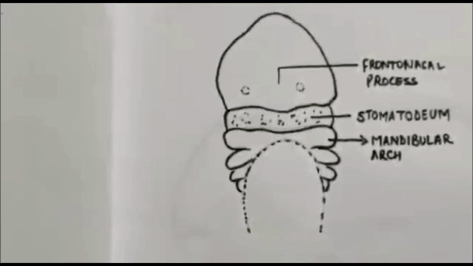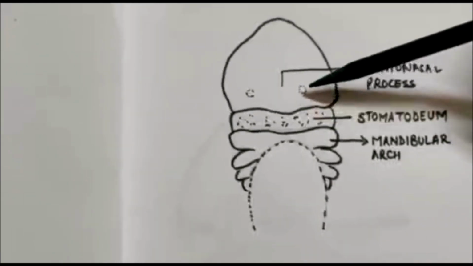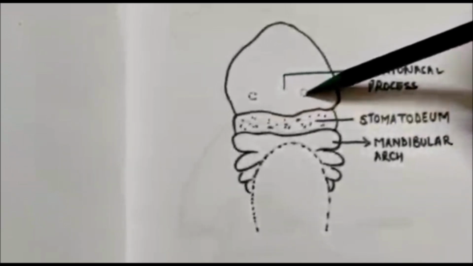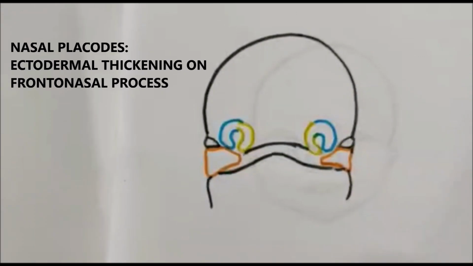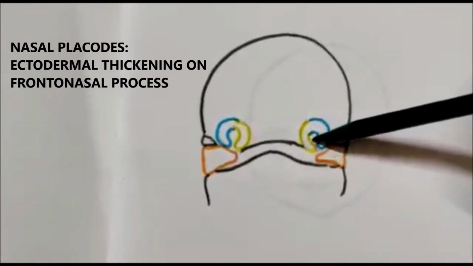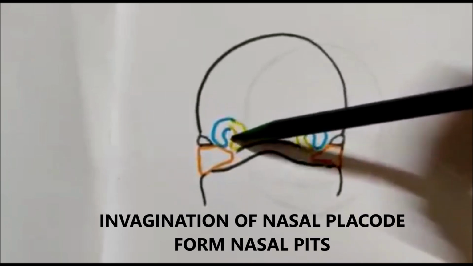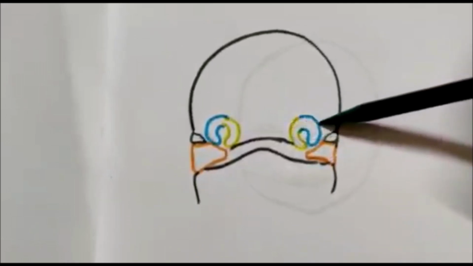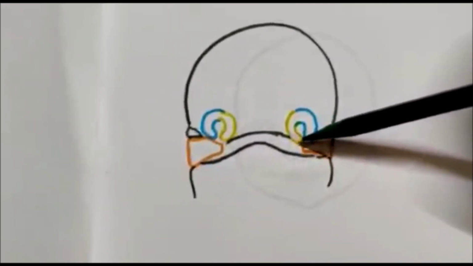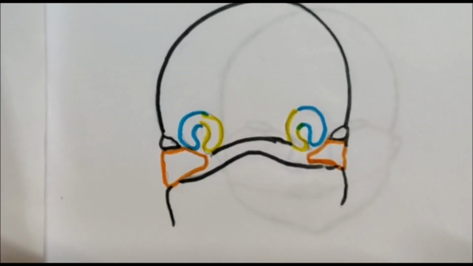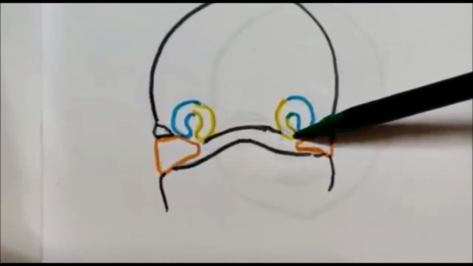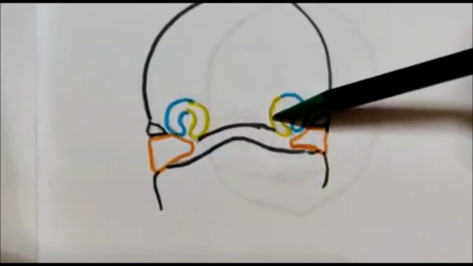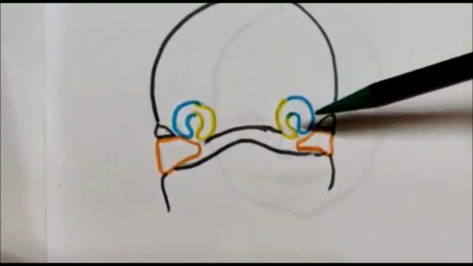When various bulges are being formed at the same time, two thickened areas are developing in the frontonasal process. These are called nasal placodes. Now these nasal placodes start sinking inside or invaginating, and they form nasal pits. When they are doing so, the surrounding frontonasal area becomes prominent. This is called the nasal process. Now this nasal process is divided into two parts, the medial nasal process and the lateral nasal process. This yellow one is the medial nasal process, while the blue one is the lateral nasal process.